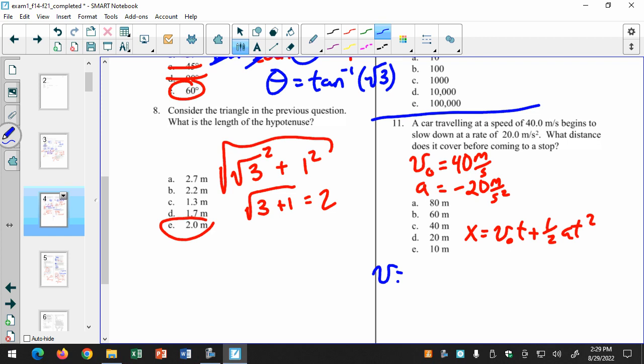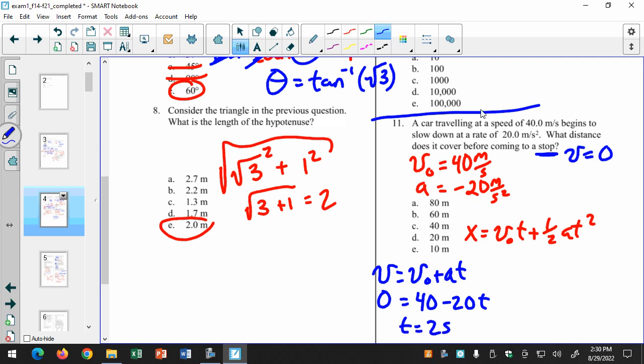I say that v is equal to v naught plus at. Oh, I forgot. Here, it comes to a stop. That means that v final is equal to 0. Not v initial, but v final. So that's going to be 0 equals 40 minus 20 times t, so t equals 2 seconds. If you ever get a negative time, make sure you go back and check the problem. You've made a mistake. You should never get a negative time.